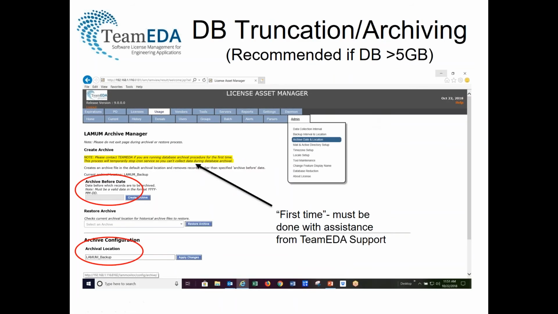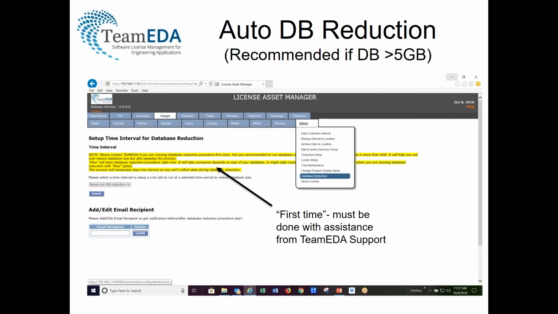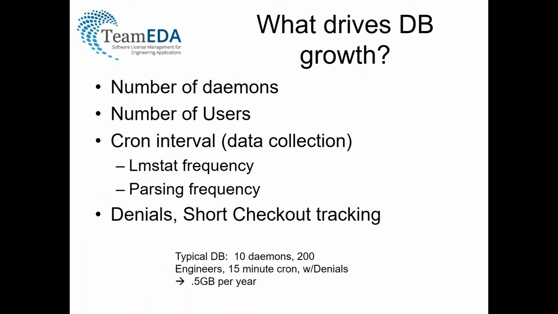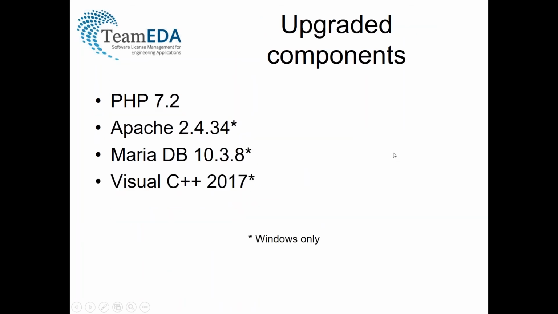So these new database truncation and database reduction functions are going to be useful to you if you have many daemons, engineers, and what all you're tracking there. So lastly, we upgraded a number of the components. PHP is now version 7.2. Apache is version 2.4.34.